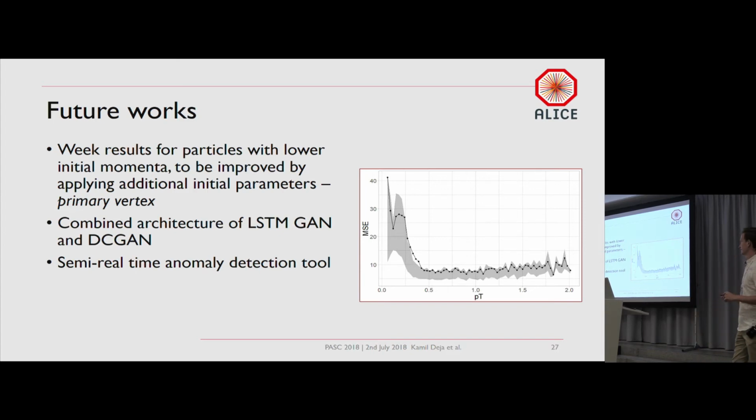We have already some ideas on how to improve the results. We've already noticed some problems. For example, we have worse results for particles with lower momenta, so the particles which have bigger curvatures. So we have to improve this. But we have some ideas, like adding additional initial parameters or combining some architectures.